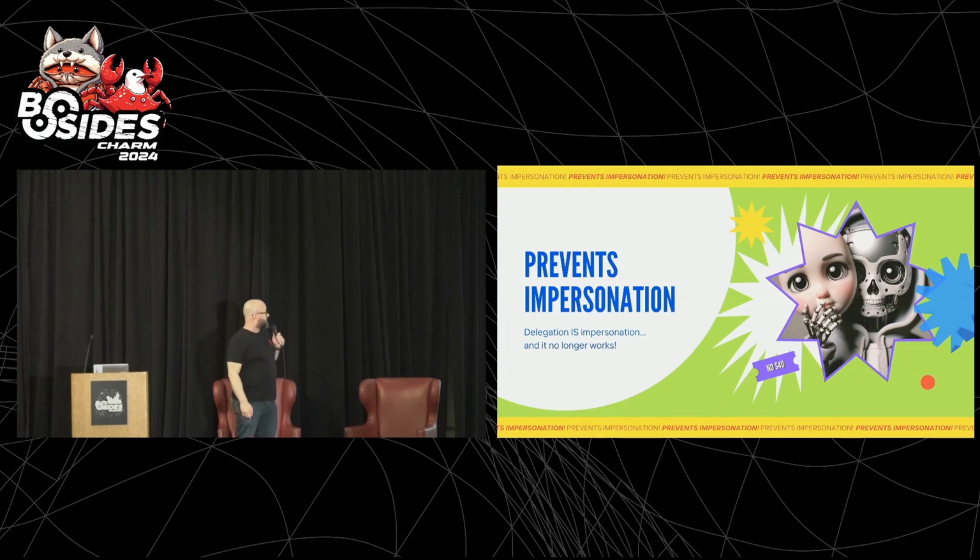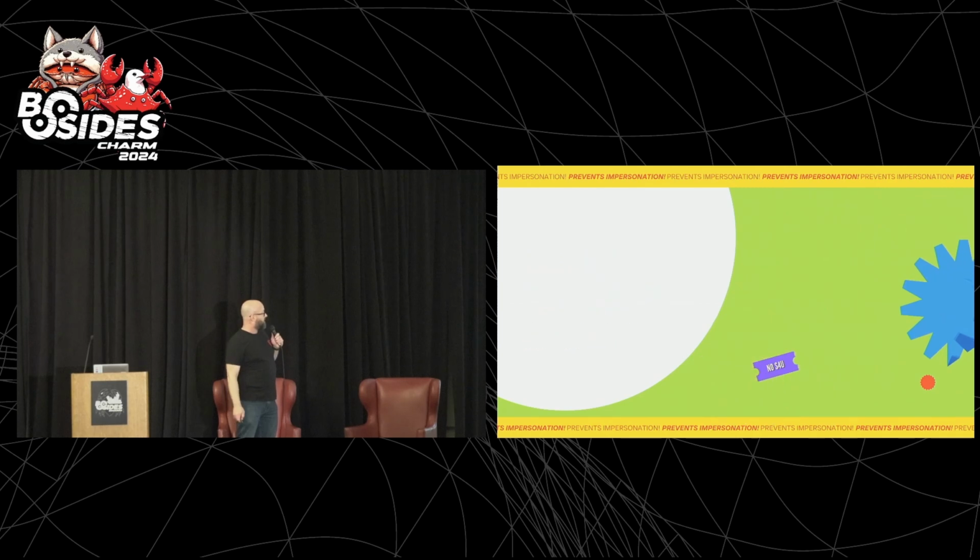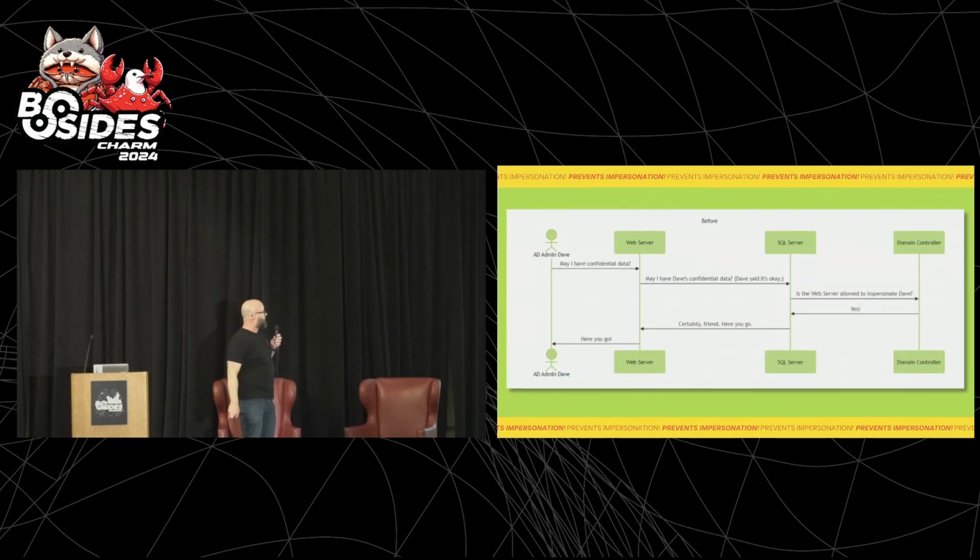So this is what it looks like in reality, maybe. Okay, we've got Dave. Dave is an AD admin, and trying again with the laser. It's not gonna work. Common flow, right? Admin connects to a web server. Web server asks the SQL server, may I have Dave's confidential data? The SQL server smartly checks with the domain controller and says, is this web server even allowed to do this?